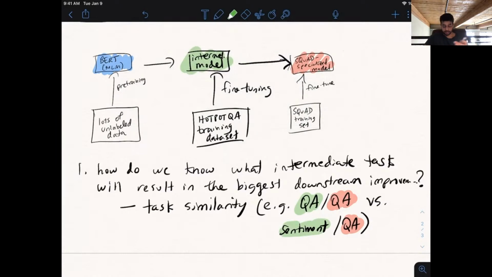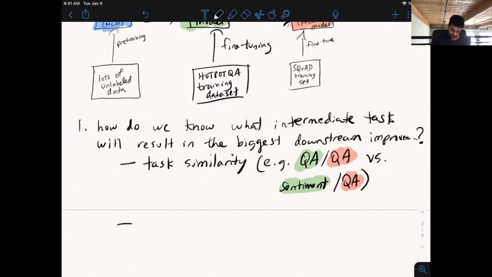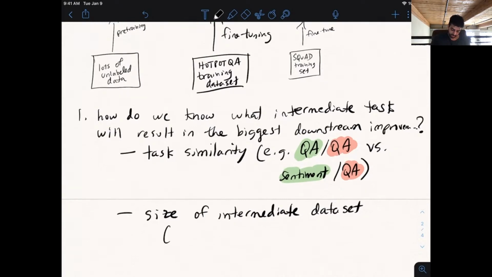So this could be one possible way to choose. Another is size of intermediate data set. Right? Maybe we expect a bigger data set to be more useful than a smaller data set for intermediate fine-tuning. So what happens if I have 100 QA examples versus 100,000 sentiment?